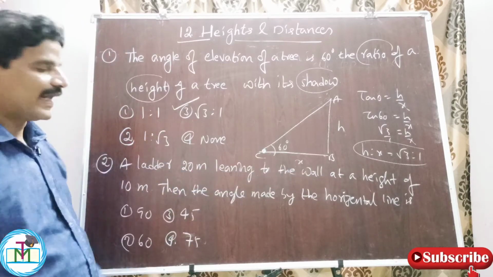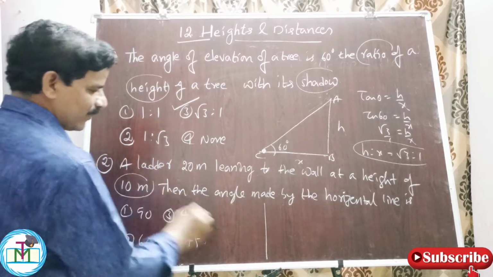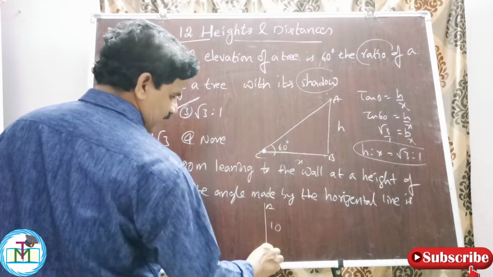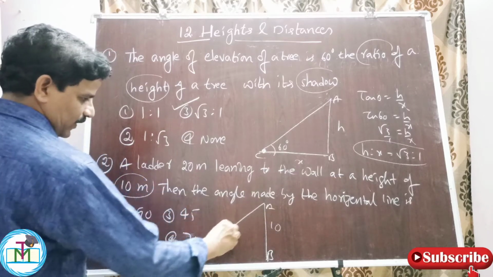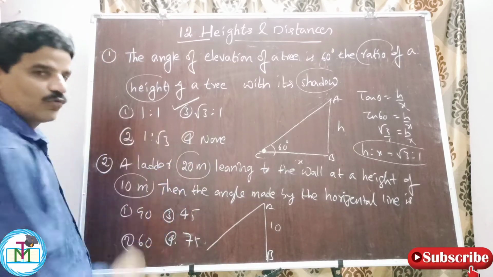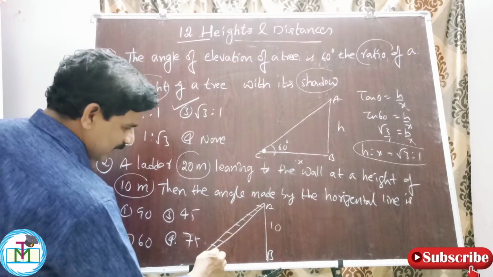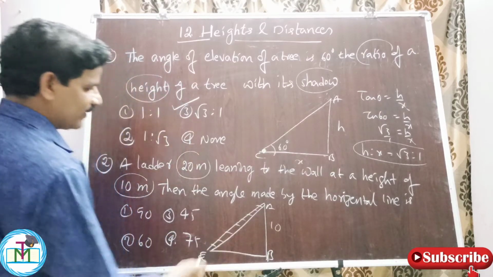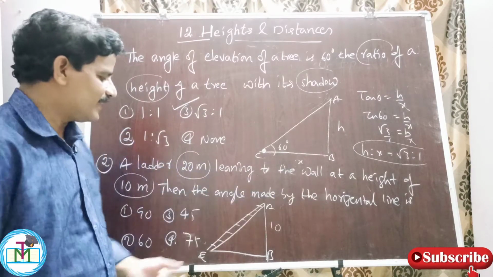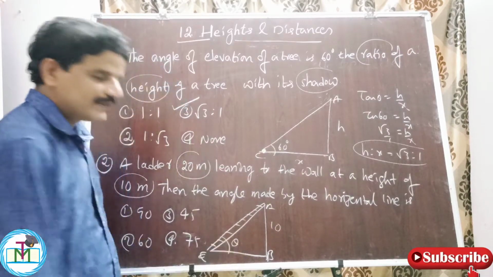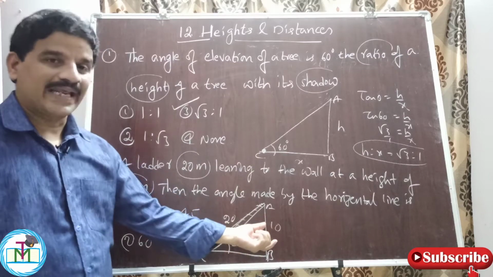Second one: a ladder of length 20 meters is leaning to the wall at a height of 10 meters. See here, this is the wall, and the wall height AB is 10 meters. So here the ladder length is 20 meters. This is the ladder. C is the point from which we are observing the angle of elevation. So here the angle made with the horizontal line is what he asked us to find. The ladder of length 20 meters is leaning to the wall at a height of 10 meters.